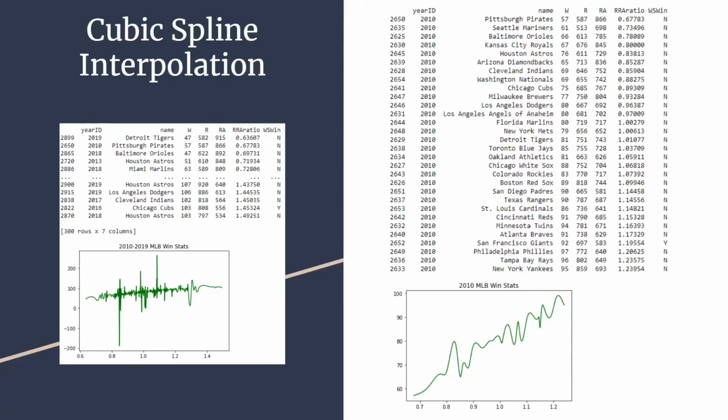Here we have the results from the cubic spline interpolation. The data set shown here is the same exact data set we used for the piecewise linear interpolation. So the x values and the y values we use for this algorithm are the same as the ones we used for piecewise linear interpolation. So RA ratio is used as the x value and the team's wins are used as the y values. And the approach to implement the algorithm is the same as well.